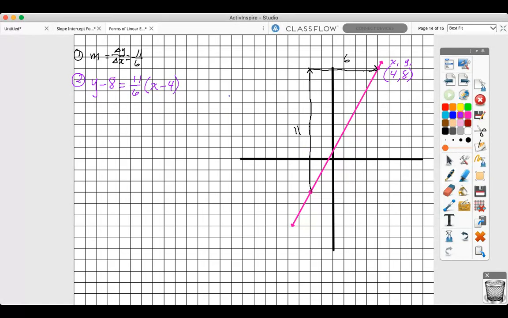Fantastic. Now the next step, please remember, is to write it in slope intercept form. In order to do that, we need to distribute the 11 sixths. So we've got y minus 8 equals 11 sixths x minus, well, 44 sixths would be the same, when you reduce it, is 22 thirds.